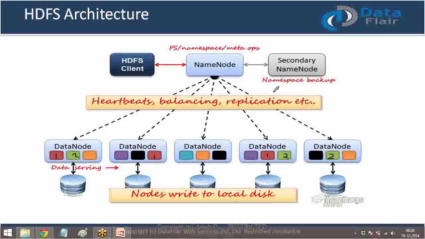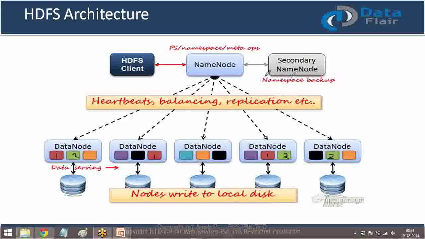Now the last point of this figure. My secondary name node periodically keeps pulling the data from the name node. But guys, I can't consider the secondary name node a good option. It's not even just an okay option. It's not a satisfactory option for the backup of name node.